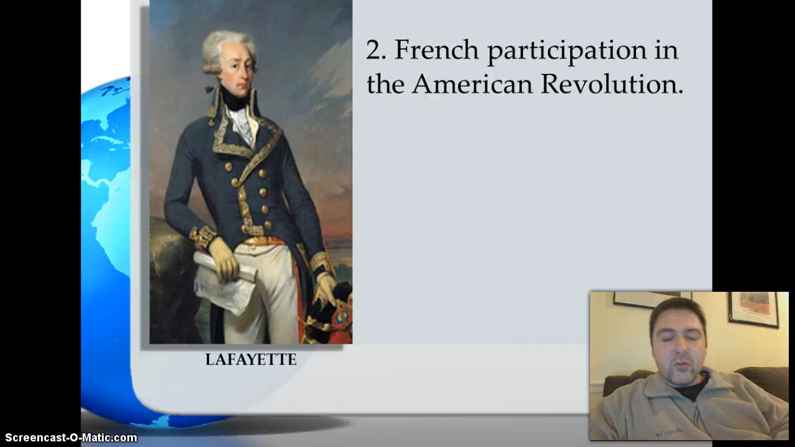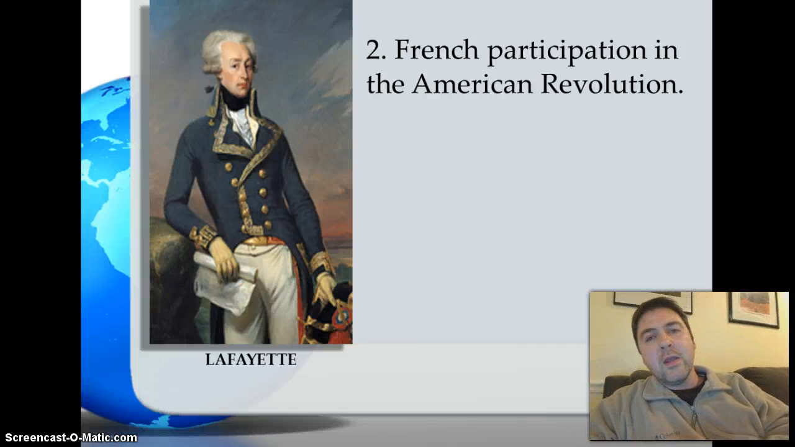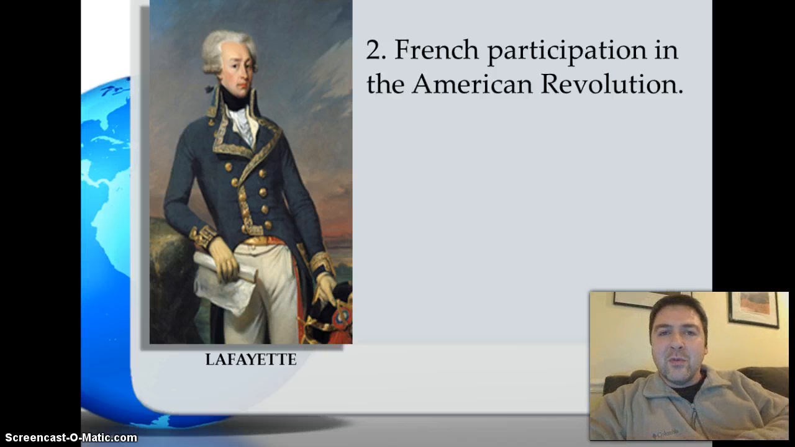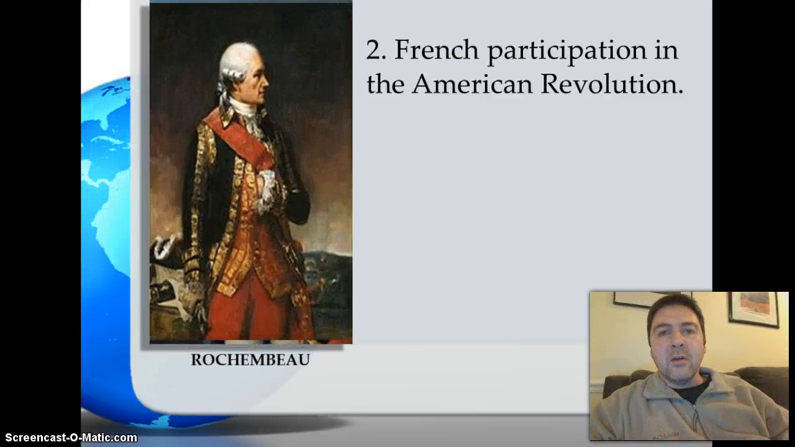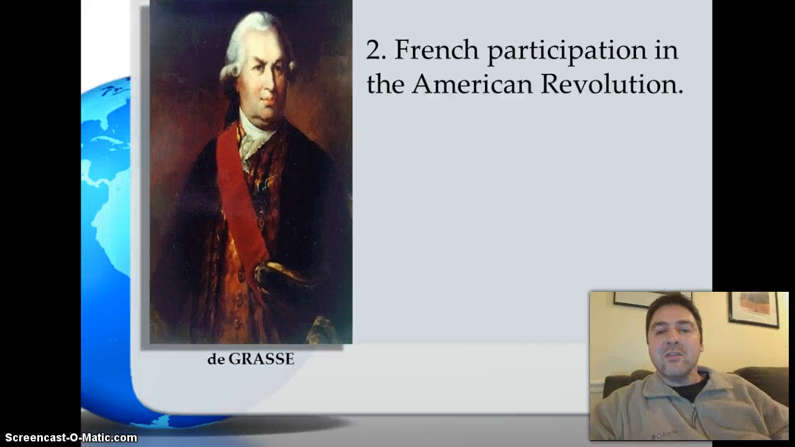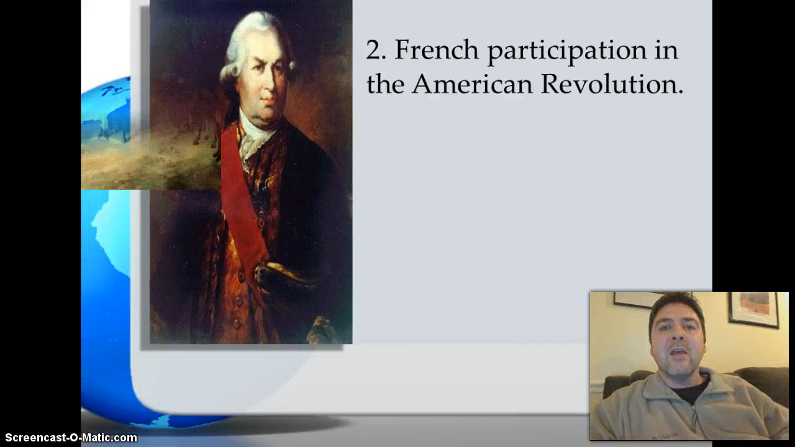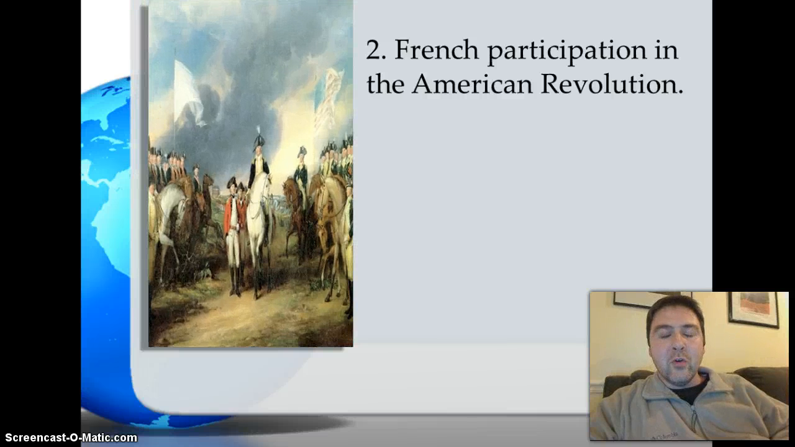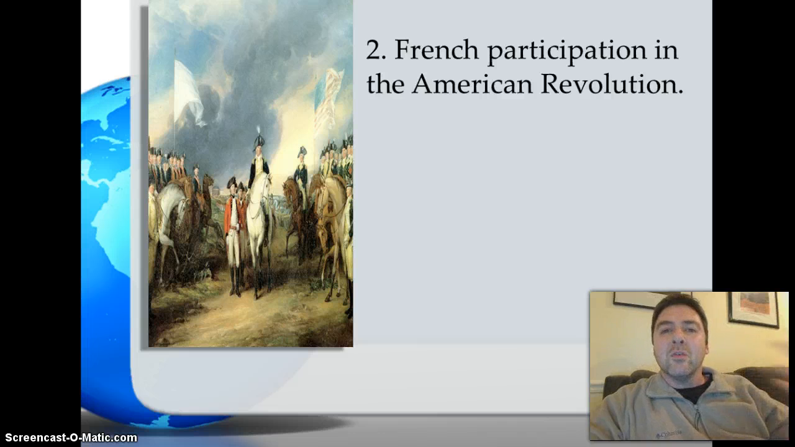Another cause of the French Revolution was French participation in the American Revolution. I think sometimes in the United States we don't acknowledge how much of a role France played in our revolution, but France, both in terms of military leadership and money, is going to be a big participant in the American Revolution. In fact, France spent, I believe I read somewhere between 10 and 15 billion dollars in modern day money supporting the United States in the War of Independence.